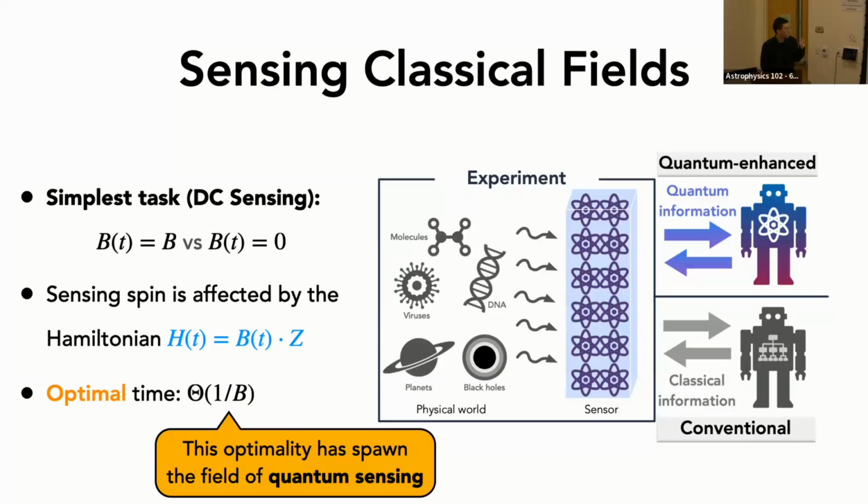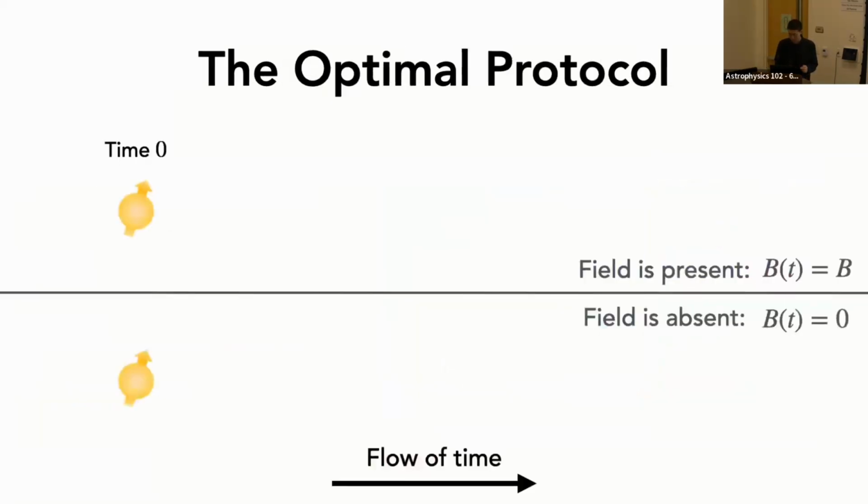Okay. So just to provide some more intuition behind this task, there have been many optimal protocols developed that can achieve this Heisenberg scaling. Some are based on entanglement, but some are based on long coherence time. So one of the simplest protocols looks just like this. In these two cases, either a field is present or a field is absent, and the flow of time goes to the right. Then at time 0, I would initialize the spin to point in a certain direction.